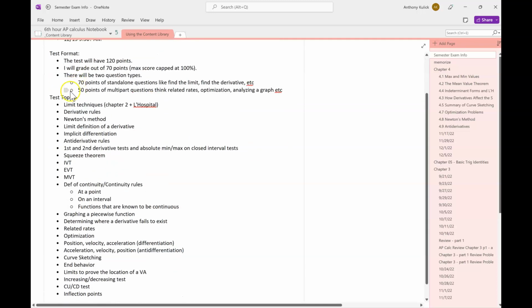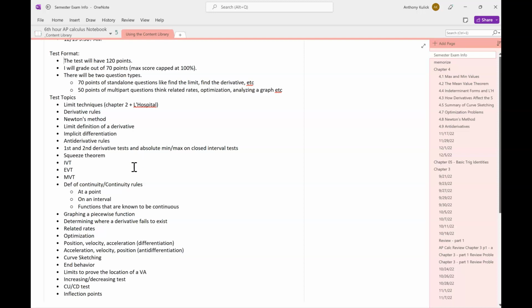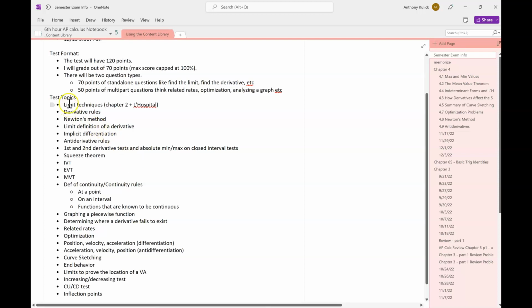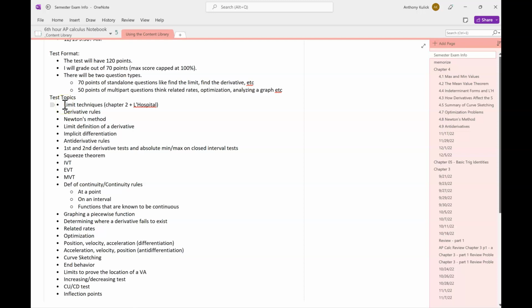So then I went through the test and made a note to myself of what the topic is for the question or questions. So this is the list there. So I have limit techniques. That's stuff from chapter 2 plus L'Hopital. A lot of the chapter 2 stuff and L'Hopital could be used interchangeably. So the limit problems aren't going to say, like, use L'Hopital to do this. It's just going to say evaluate the limit algebraically, right?